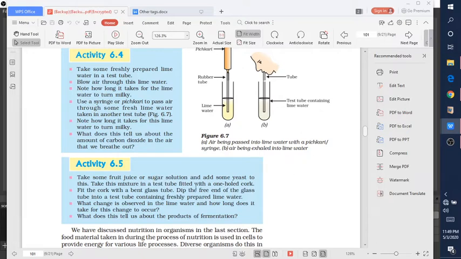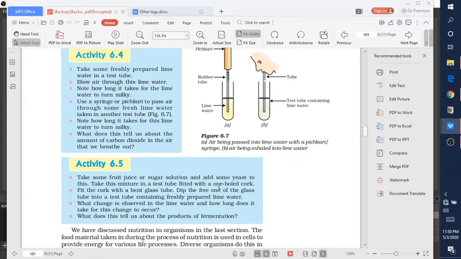Yeast is a unicellular organism and it actually lives on organic food like sugar, flour, etc. Yeast breaks down food material and releases carbon dioxide through a process called fermentation. So what is fermentation? Yeast breaks down food material and releases carbon dioxide, and this process is known as fermentation.